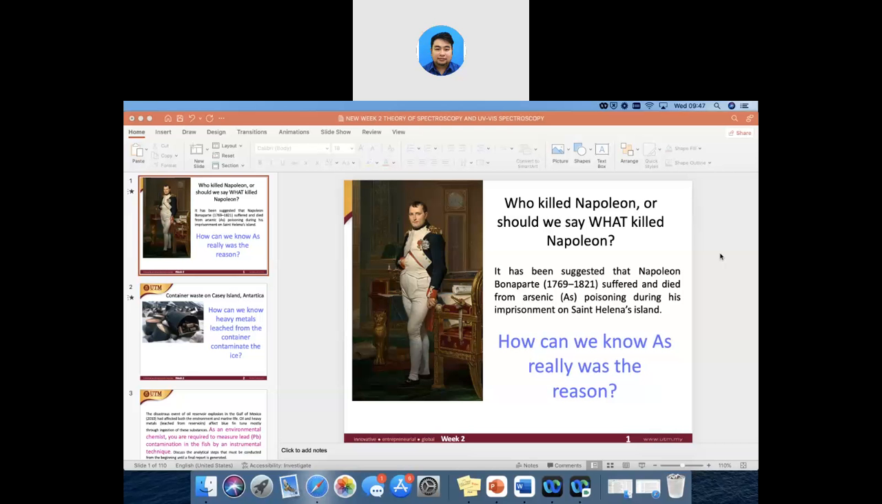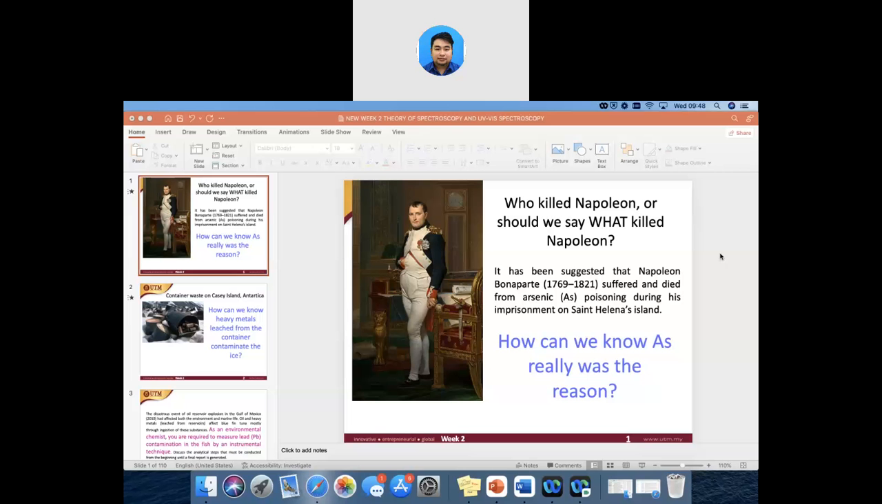All right. So now, first of all, if you can see my slide, you look at this slide. It says, who killed Napoleon, or should we say what killed Napoleon? It has been suggested that Napoleon suffered and died from arsenic poisoning during his imprisonment on Saint Helena's Island. So basically, how can we know that he has been poisoned by arsenic? From this situation, you can say, okay, just take a sample from him and then go back to the lab and analyze it. Yes, that's basically the overview of it: you just take the sample and bring it back to the lab and you test for the presence of arsenic.